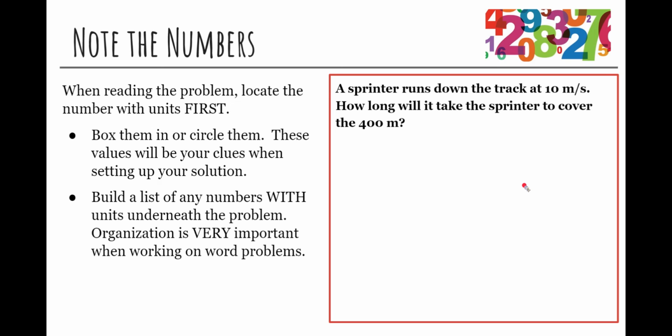So I have a problem here that we're going to be using. A sprinter runs down the track at 10 meters per second. How long will it take the sprinter to cover the 400 meters? Well, as you can see, we have two numbers. We have 10 meters per second here, and then we have 400 meters here. Both of those have a unit afterwards, which is going to be important for us when we solve our problem. So underneath my problem, I'm going to set up a small table that includes both of these numbers and their units. Do not forget the units.